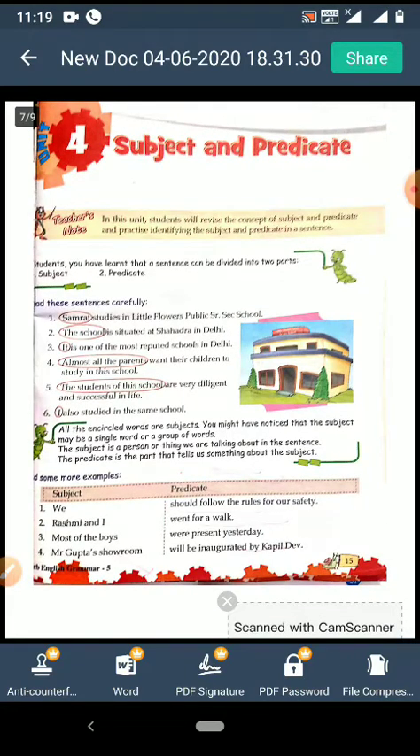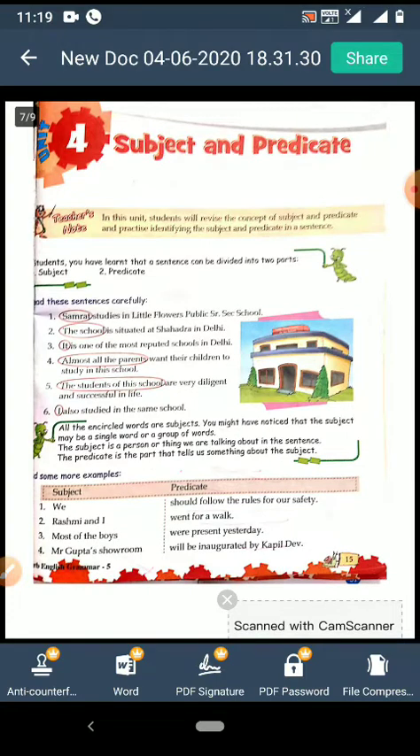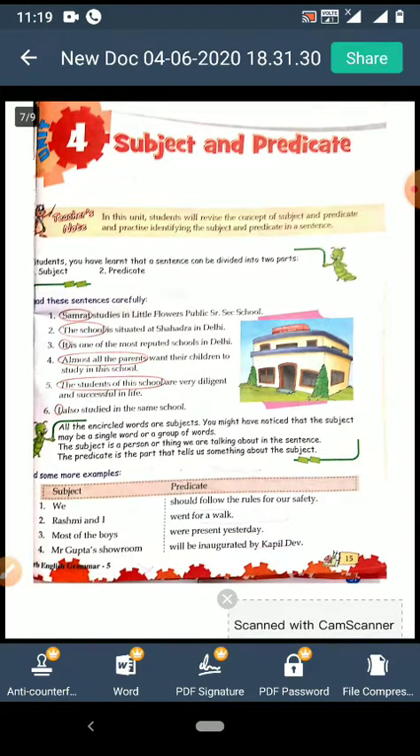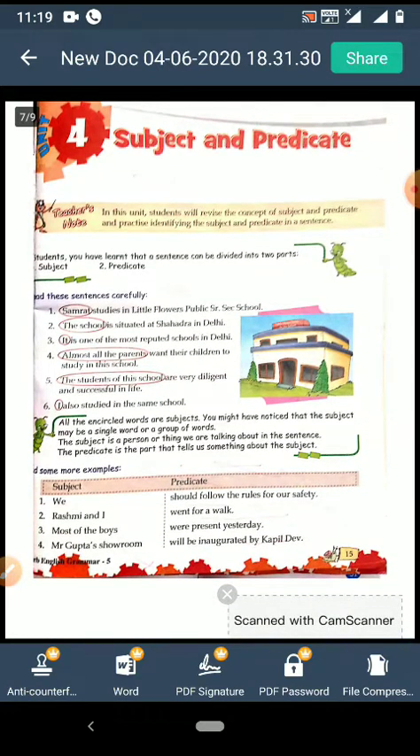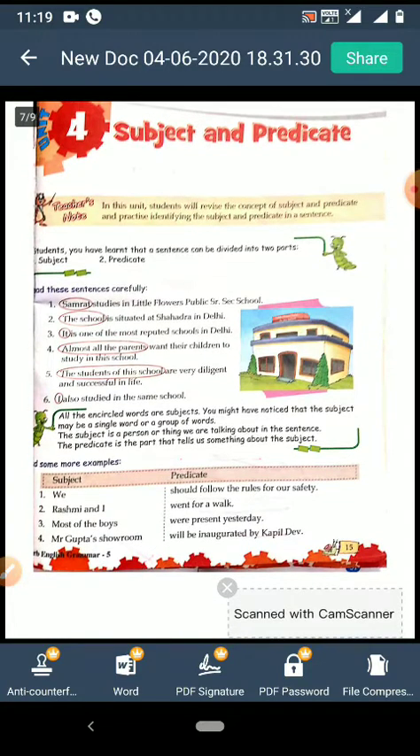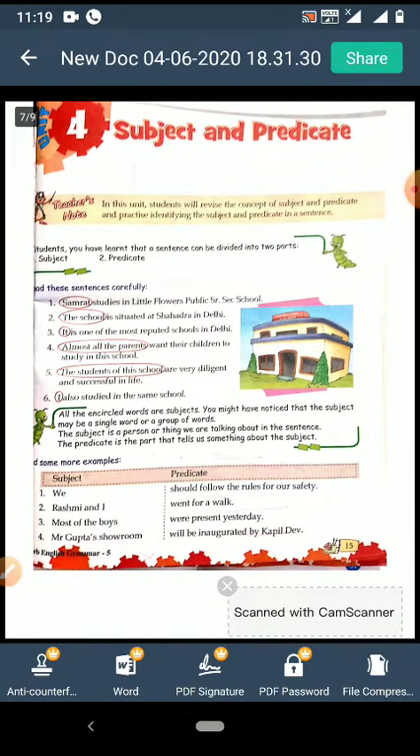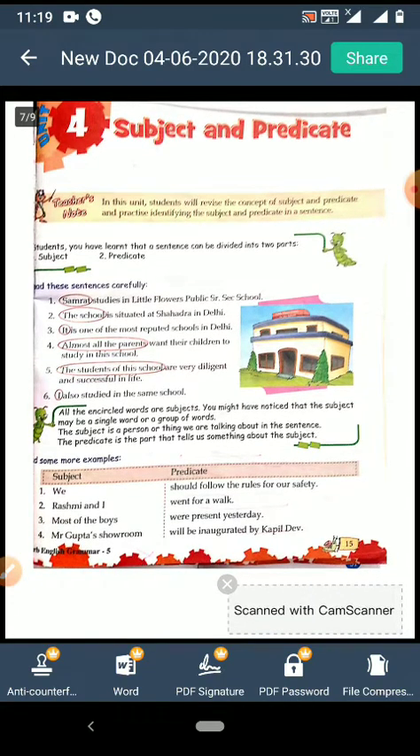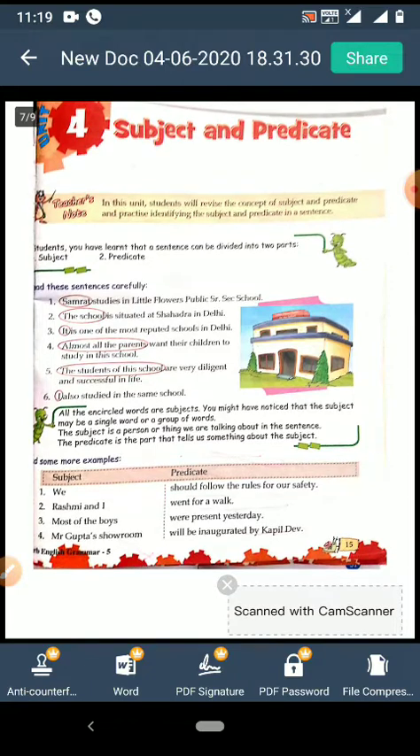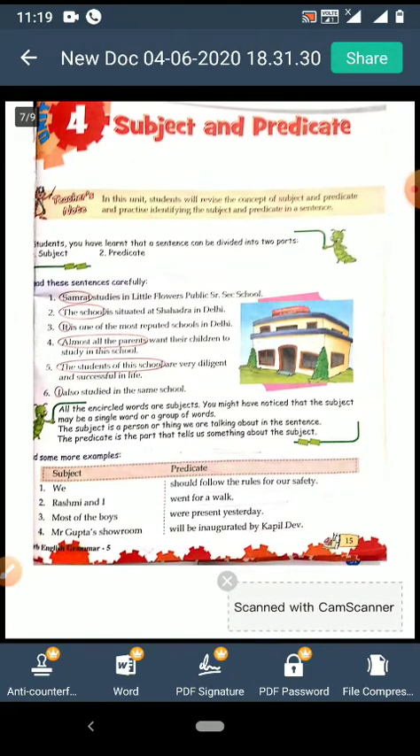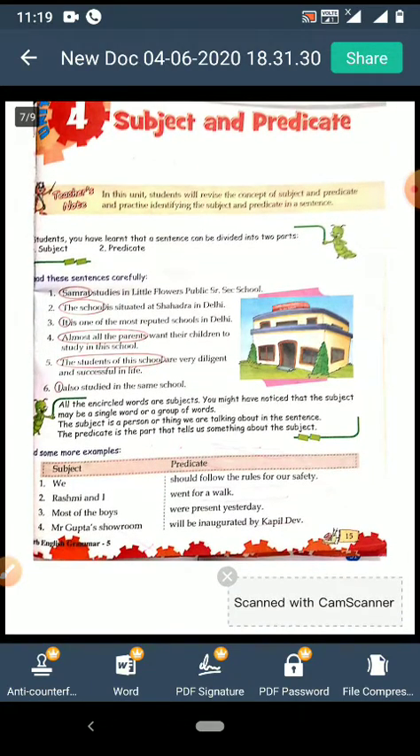It can be made up of more than one word. The subject is a person or thing we are talking about in the sentence. The predicate is the part that tells us something about the subject. That means whatever the action done by the subject is the predicate. A subject is the person or thing that is doing an action, while the predicate of the sentence is the part that contains the action.